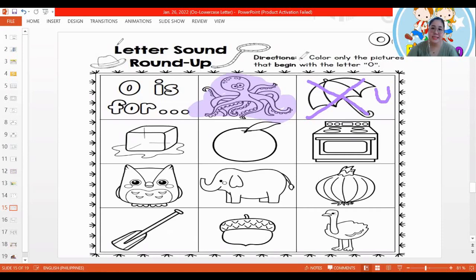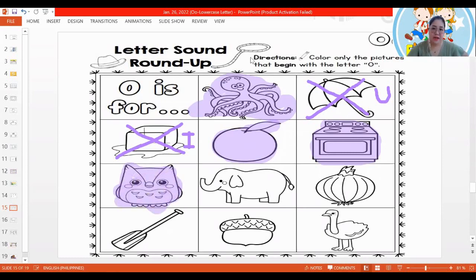Next one, we have ice cube. Does the ice cube start with the letter O? No. So let's mark an X again and let's write capital letter I. Next one, we have orange. Yes, let's color that because it starts with the letter O. Then we have oven. Yes. Then we have owl. Yes, also owl starts with the letter O because it's O-W-L, owl.